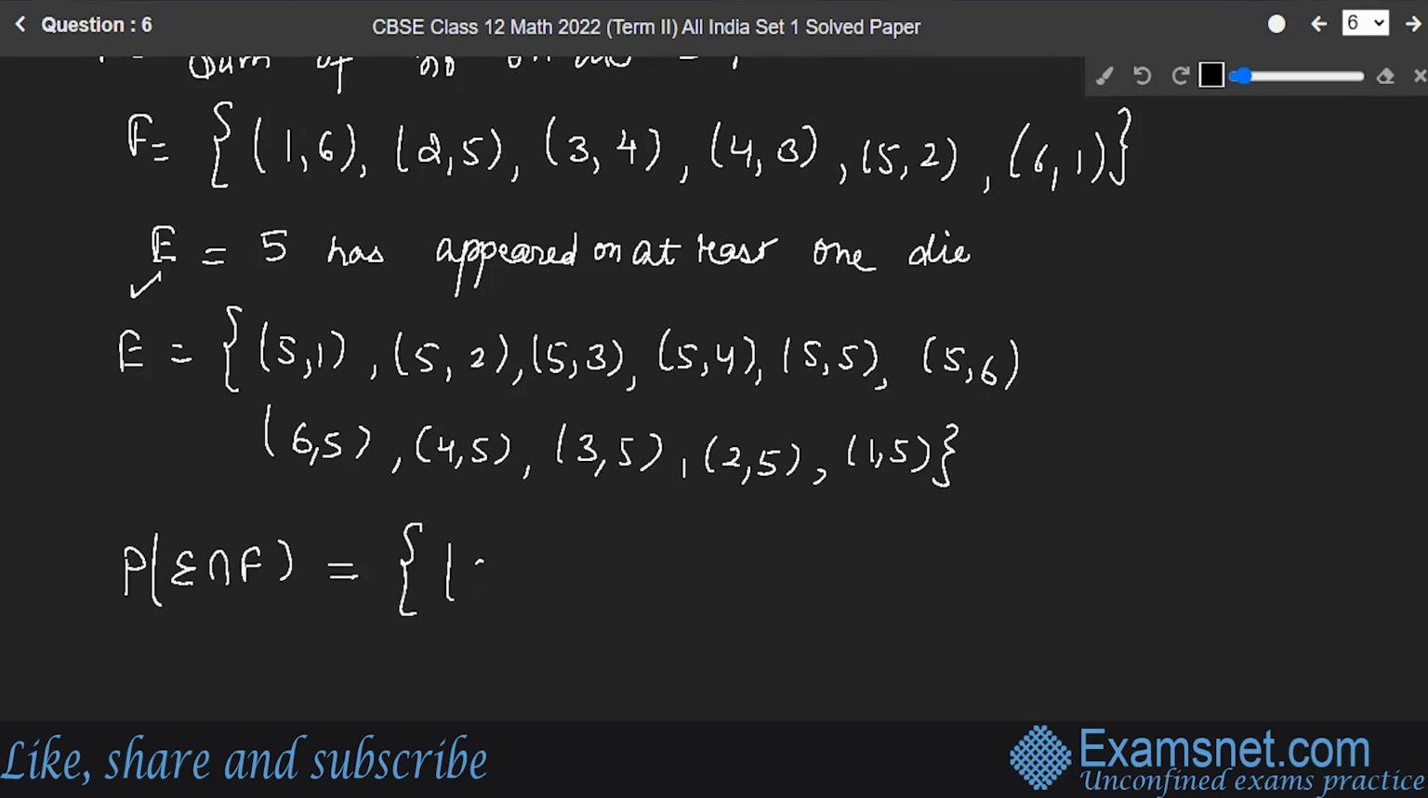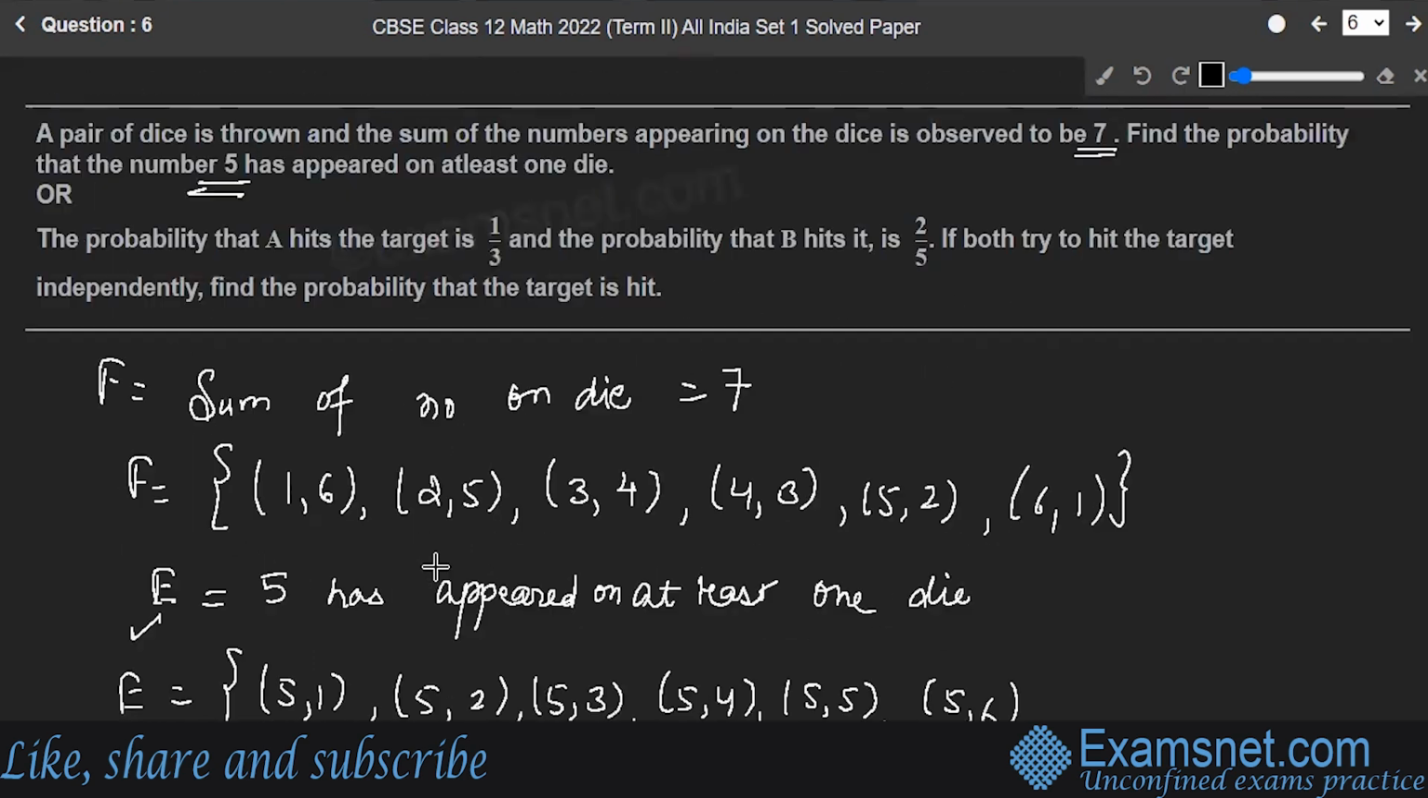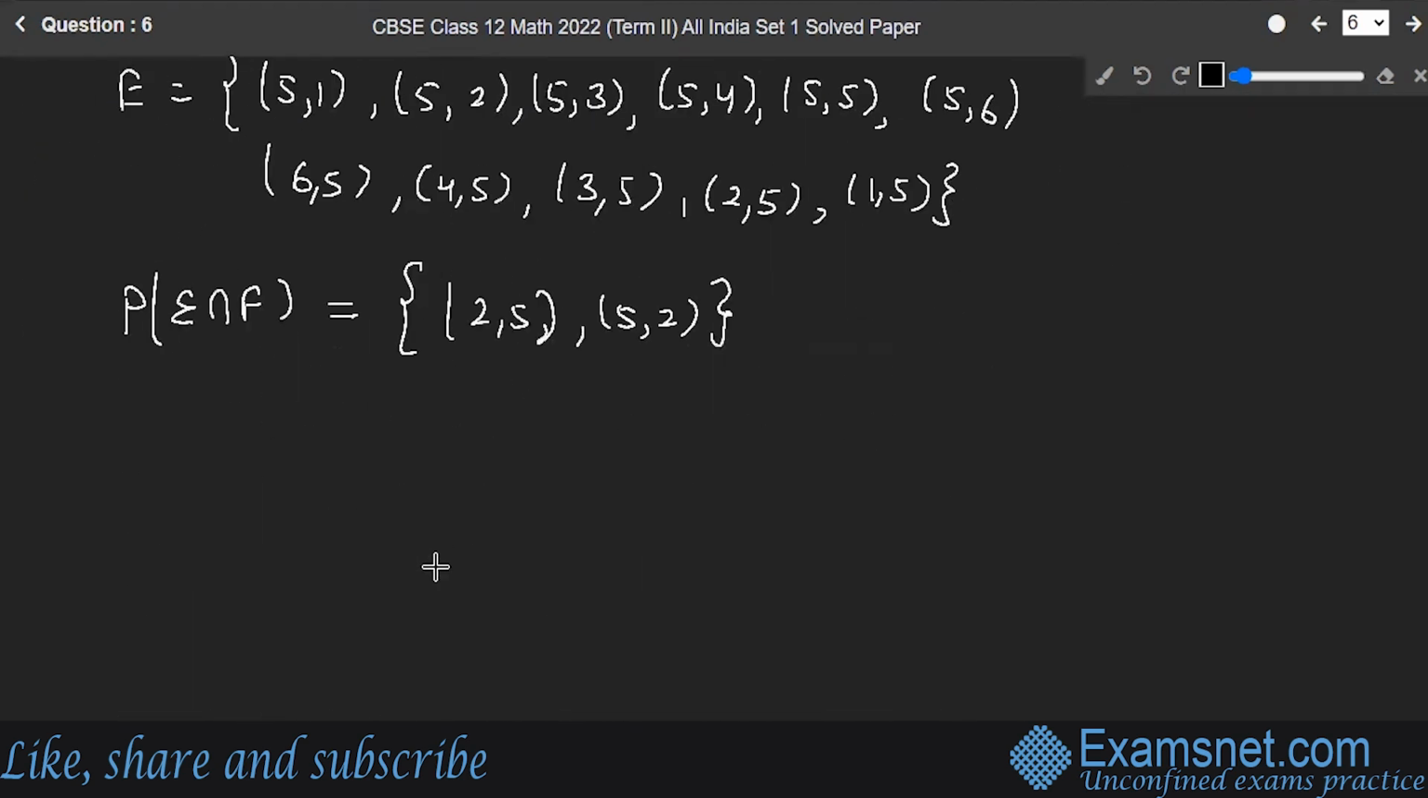According to the sample space, this is possible only in case of (2, 5) and (5, 2). You have to find the probability that the number 5 has appeared on at least one die. So the probability that event E has occurred when F has occurred is given by P(E intersection F) divided by P(F).